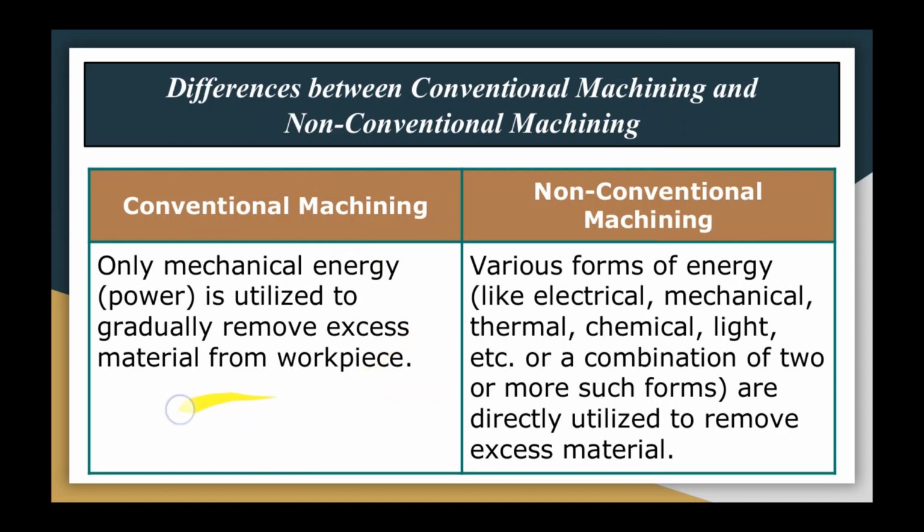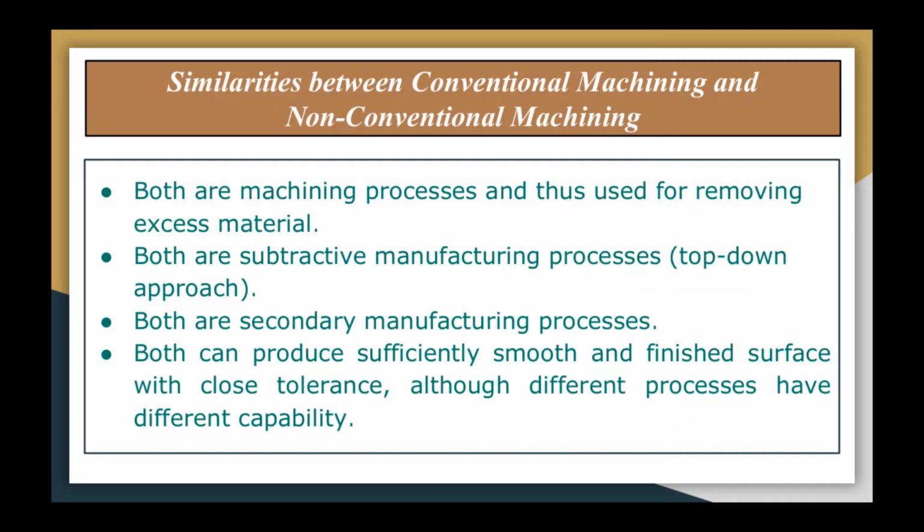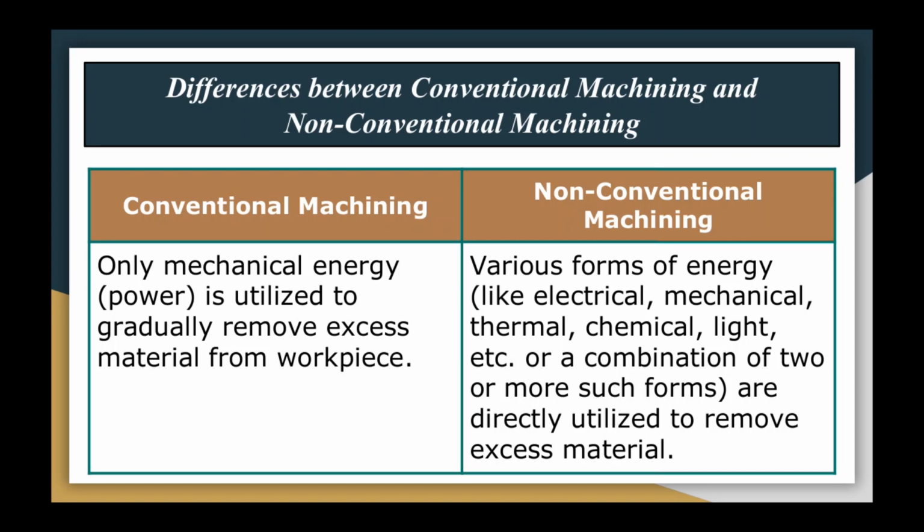In conventional machining, only mechanical energy, that is the power, is utilized to gradually remove excess material from the workpiece. In non-conventional machining processes, various forms of energy like electrical, chemical, thermal, mechanical, or light, or a combination of two or more energy forms, are directly utilized for removal of the excess material from the workpiece.